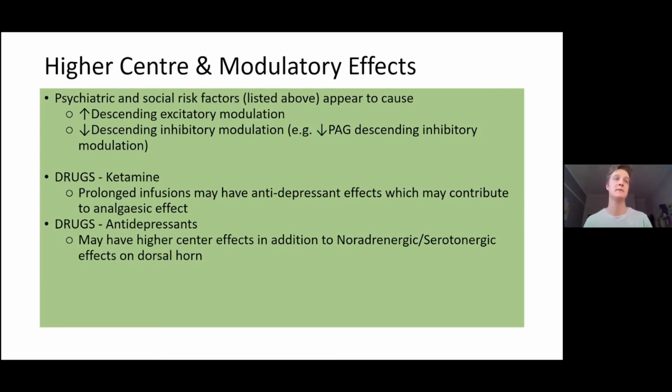Drugs that may have some action here: ketamine may have an action. It's thought prolonged infusions of ketamine, people getting them for like 5 to 7 days, are being used as antidepressants and perhaps as a long-term resetting therapy in certain chronic pain indications. And antidepressants may have a role not just for their serotonergic or noradrenergic effects at the dorsal horn, but in terms of changing your higher center physiology. But again, the specific underlying mechanisms are not well established.